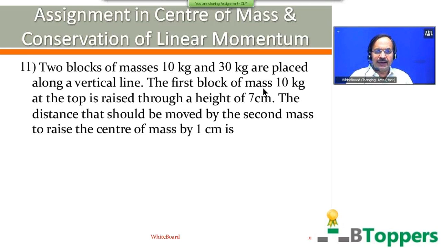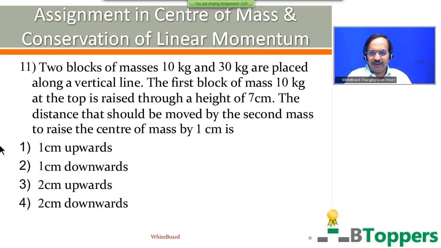Two blocks of masses 10 kg and 30 kg are placed along a vertical line. The first block of mass 10 kg at the top is raised through a height of 7 centimeter. The distance that should be moved by the second mass to raise the center of mass by 1 centimeter is. Come on, try this question. This question was given in one of the previous entrance examinations in the All India entrance papers. Come on, try the question.